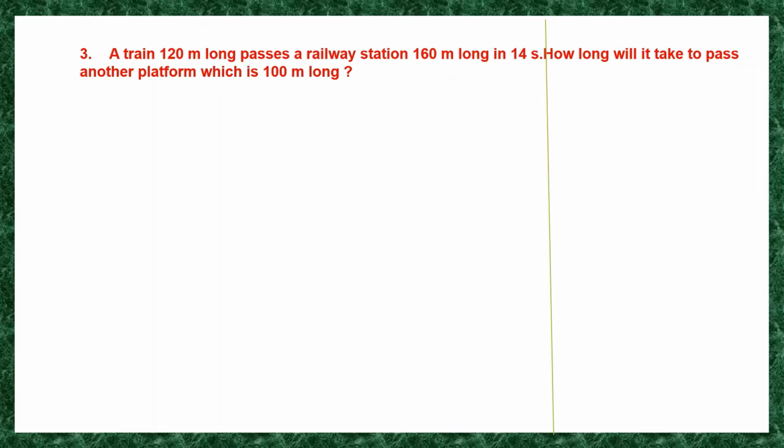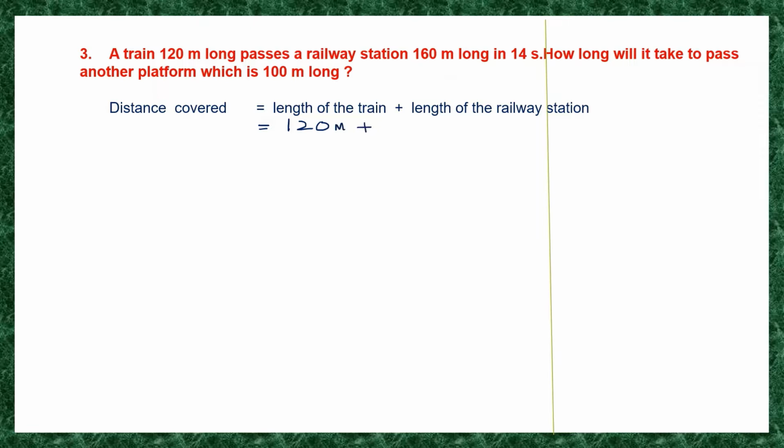Question 3. A train 120 meters long passes a railway station which is also 160 meters long in 14 seconds. How long will it take to pass another platform which is 100 meters long? So first we have to do the first part of the problem, find out the speed and then work with that for the second part. So let's start. Distance covered, this time it will be the length of the train plus the length of the railway station. So the length of the train is 120 meters and the length of the railway station is 160 meters.